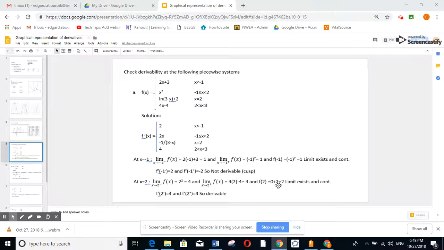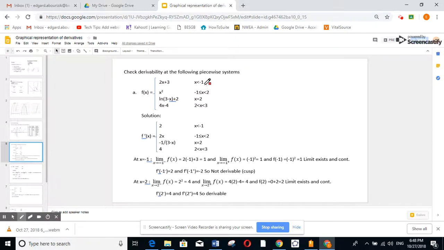Welcome back to part two of checking when a function is derivable. You cannot understand if you don't listen first to the part one video. Let us continue. Suppose we have a piecewise function, and I want to study derivability at points minus 1 and 2.